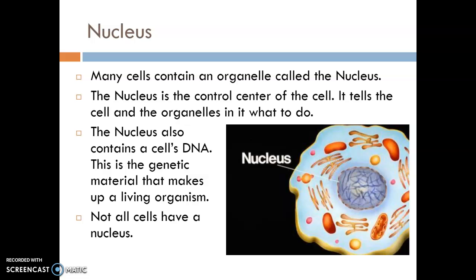The nucleus. Many cells contain an organelle called the nucleus. The nucleus is the control center of the cell. I cannot stress that enough. That is the most important thing you should probably remember about both of these cells. The nucleus is the control center. It tells the cell and the organelles in it what to do. The nucleus also contains a cell's DNA. This is the genetic material that makes up a living organism.